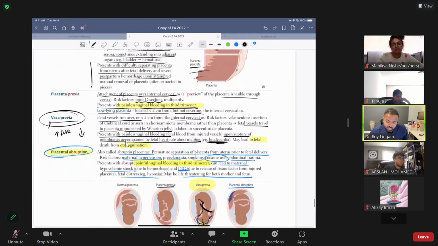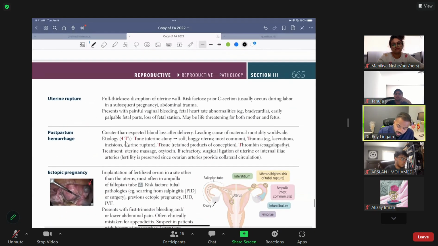So that's placental disorders, folks. Okay, now we are continuing with that.